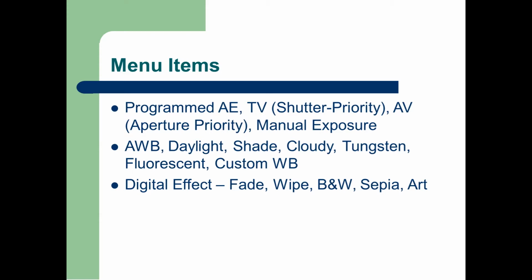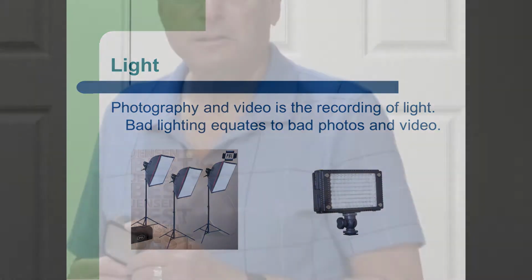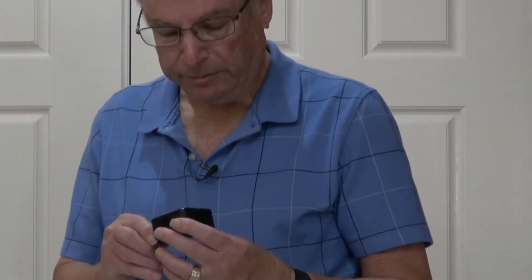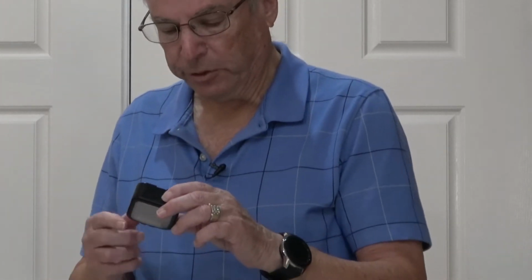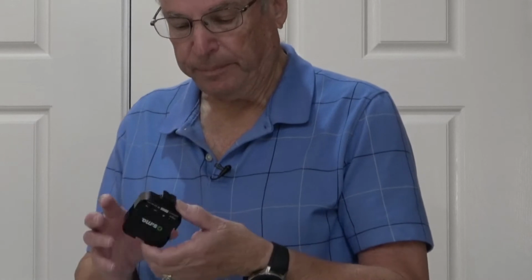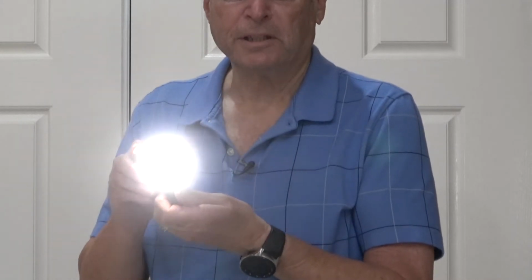So photography and video is the recording of light. Bad lighting equates to bad photos and video. This is one of the LED lights that you can get at B&H Camera or just about any camera store. And it fits on the hot shoe of your camera and just turns on. And it's a pretty bright light.